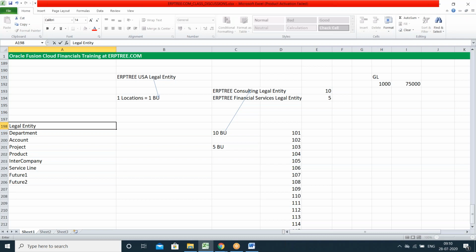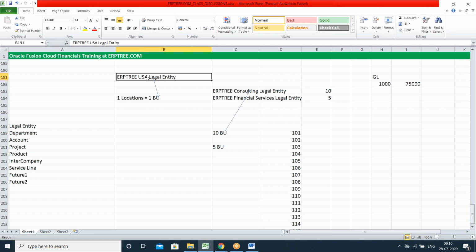Okay, you can take the segment name as a legal entity also. There is no big difference. Your legal entity is the one and your business unit is the one, so directly you can take legal entity as a segment. How many legal entities do you have? Only one. How many business units? Only one. So that's how you can take it.